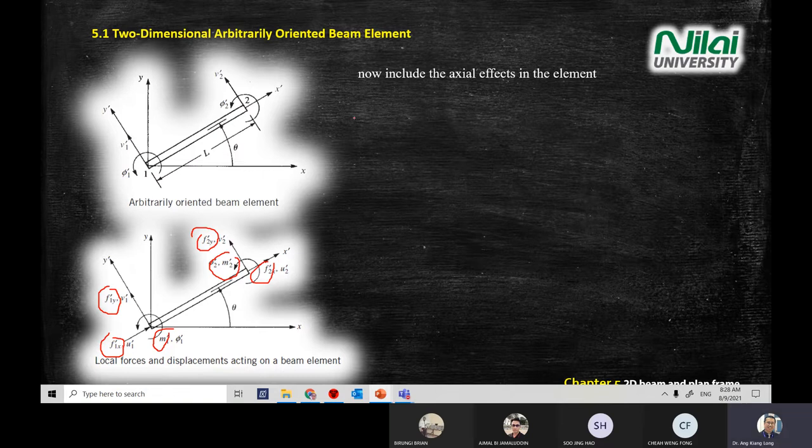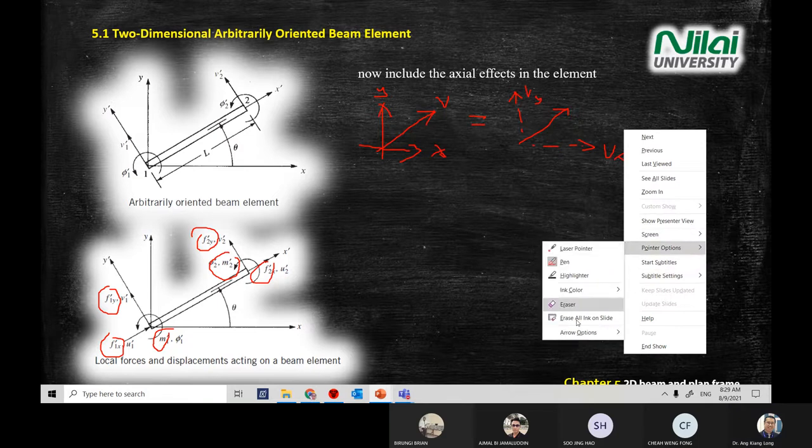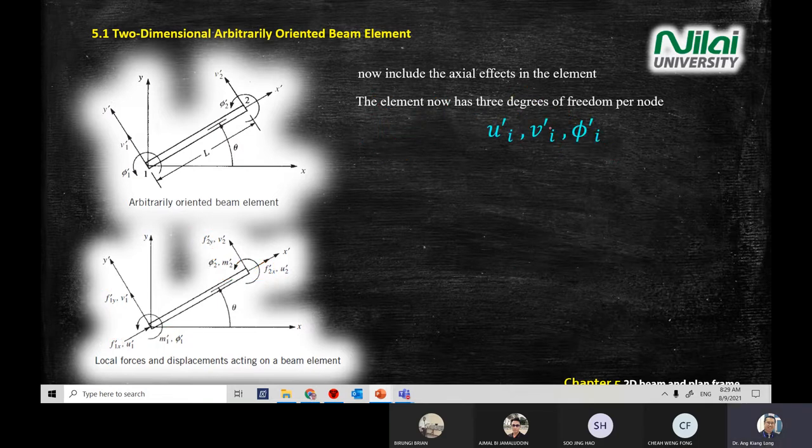Because with an angle, when you have a vector V, you can convert it to the X and Y axes, to VX and VY, for example. So you have degrees of freedom with U, V, and a rotation angle, with the orientated beam element.